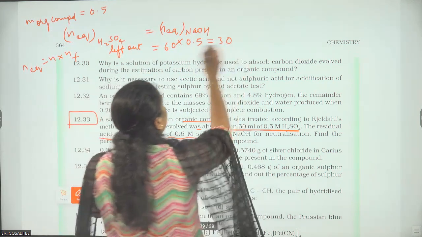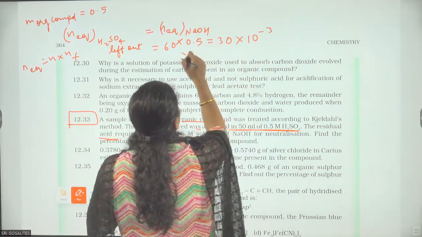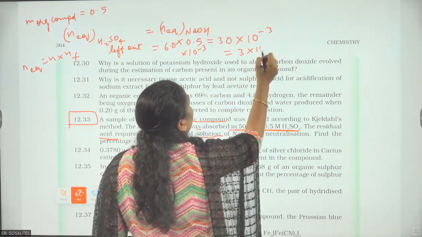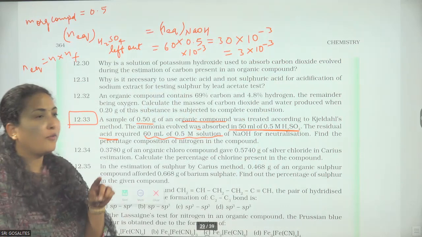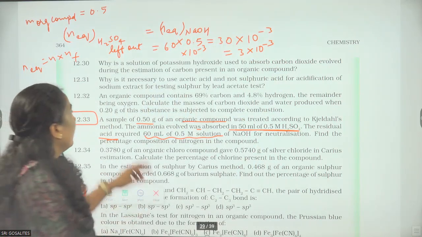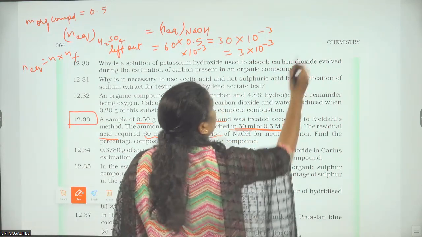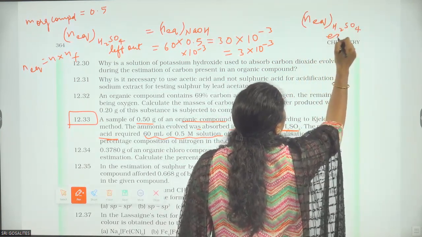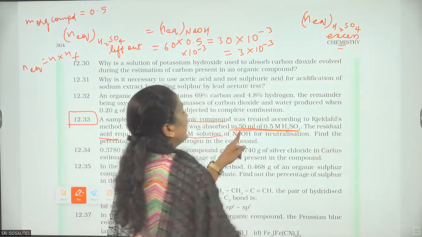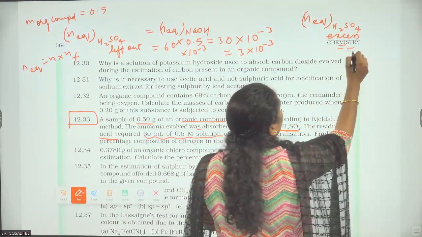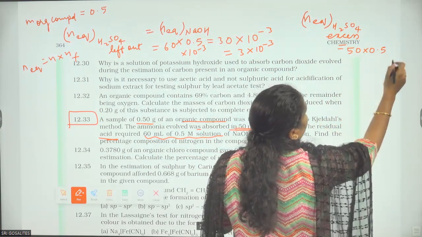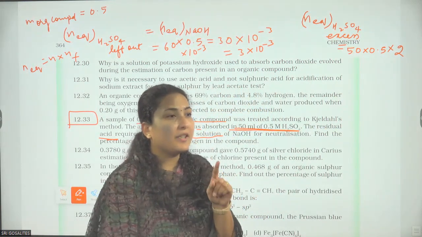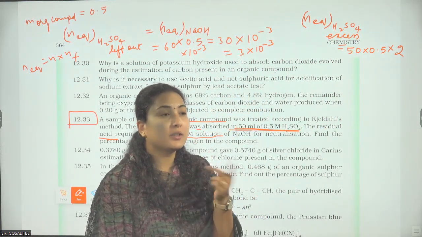If I have to write down the equivalents, it will be multiplied by 10 raised to minus 3. Are we getting it? So it is 3 into 10 raised to the power of minus 3 equivalents of the H2SO4 which is left out. Now, what about the H2SO4 which was absorbed? So the number of equivalents of H2SO4 taken: the millimoles given is 50 into 0.5, right? And you are going to multiply it by 2, the reason being the N factor for H2SO4 is 2. I am converting this into number of equivalents.